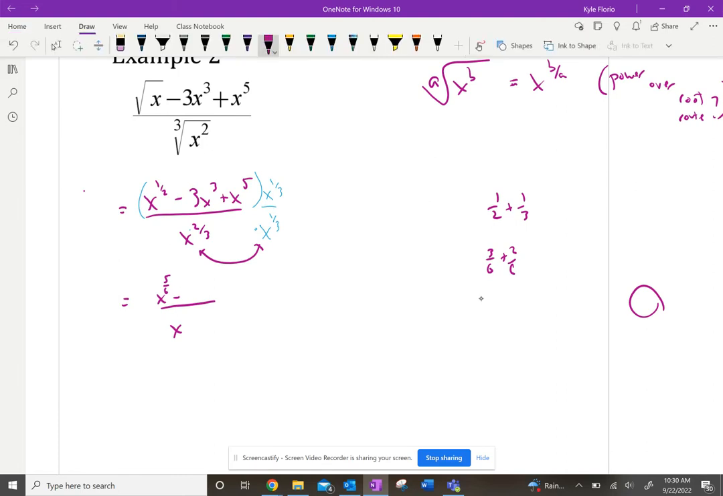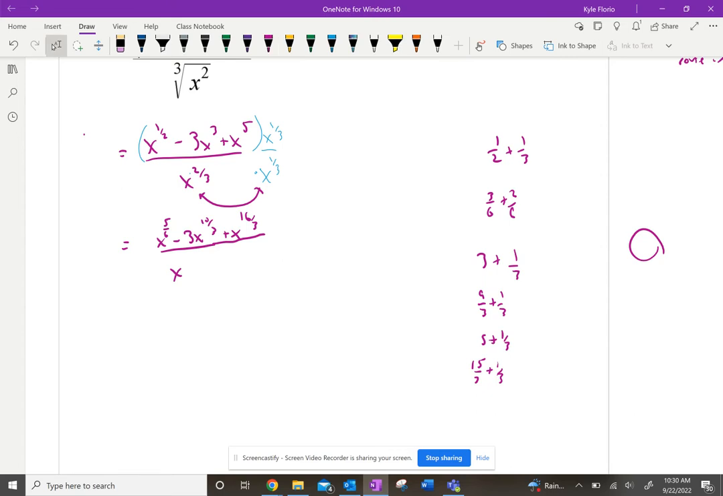So we have minus 3x, and then I got to do the 3 plus 1/3. 3 plus 1/3 is the same thing as 9/3 plus 1/3, which is 10/3. And then 5 plus 1/3 is the same thing as 15/3 plus 1/3, which is 16/3. And what I'm doing now is just working with fractions.